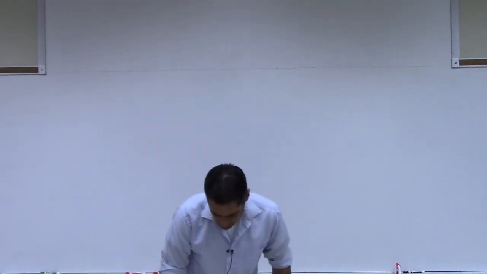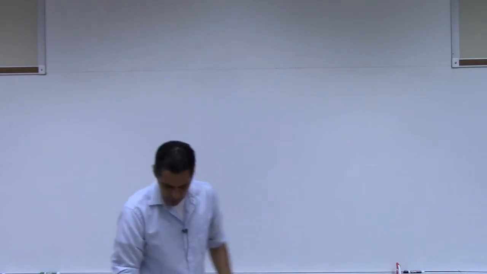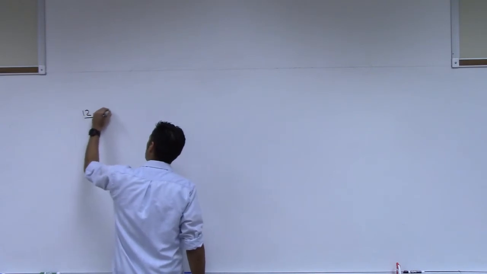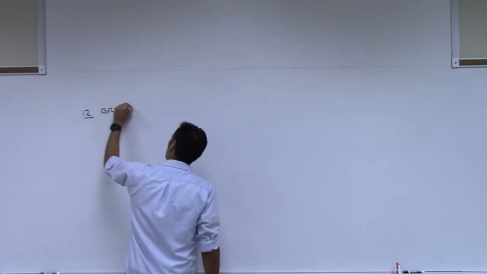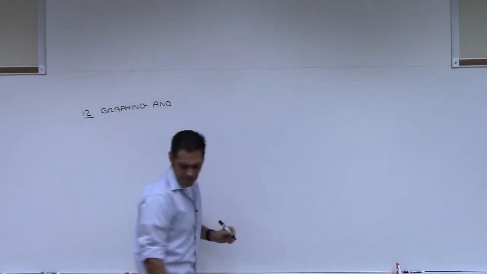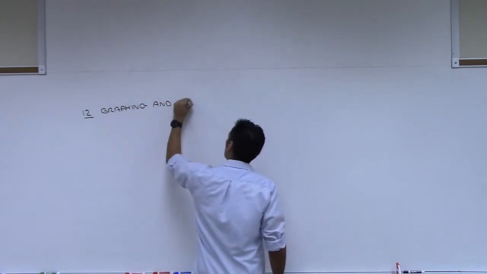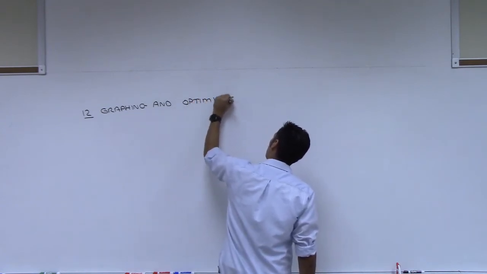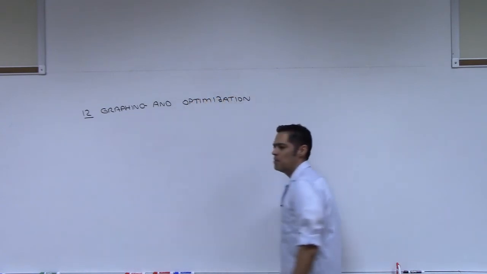We are going to start a new chapter. It's chapter 12, and chapter 12 is called Graphing and Optimization. All right, graphing and optimization.